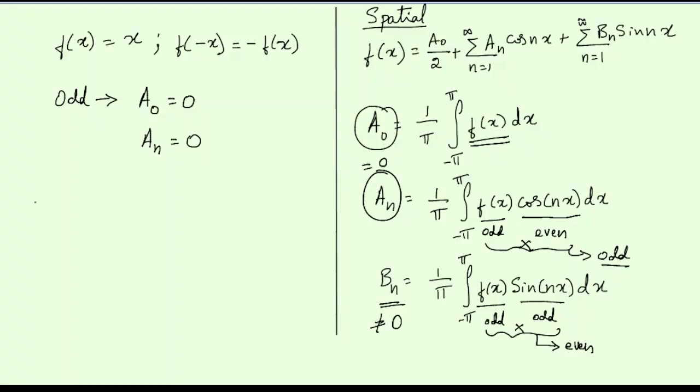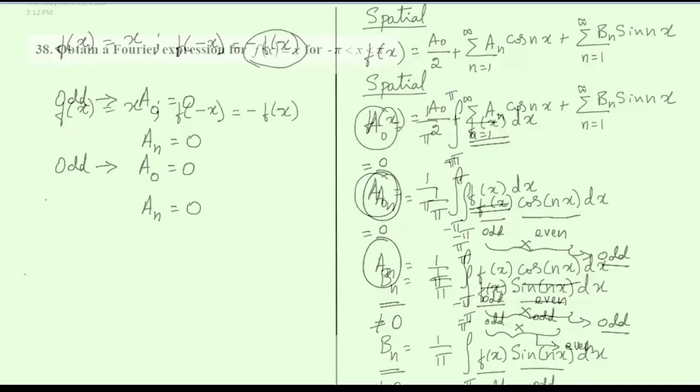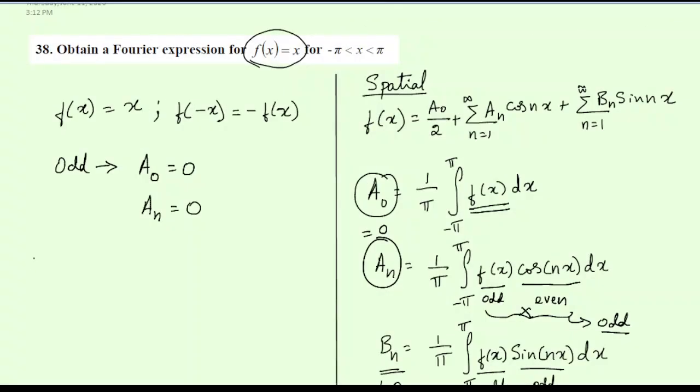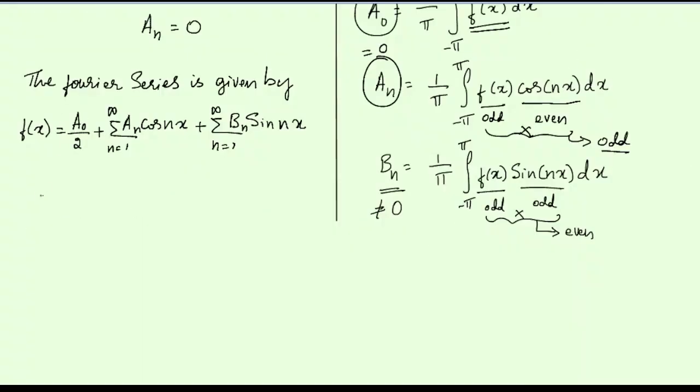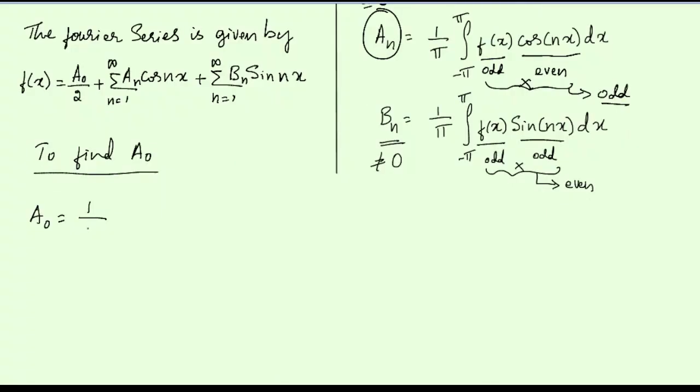Alright, so the steps that you have to follow to solve this are like this. You write the Fourier series is given by, or you can also write the Fourier expression is given by f of x equals this. So next is to find a0. What's a0? It is 1 by pi integral of f of x dx over an interval of minus pi to pi.